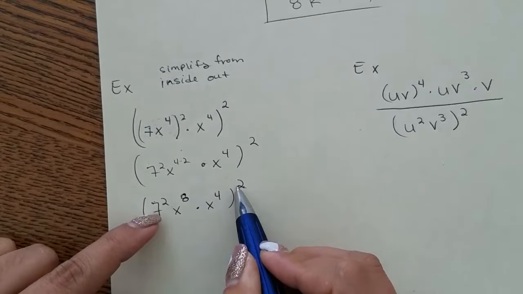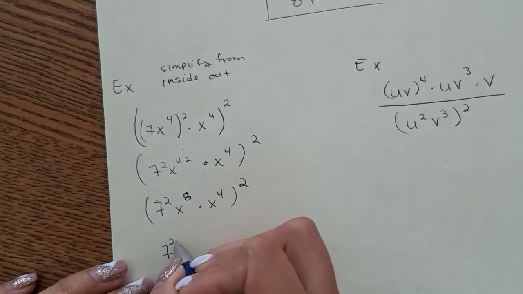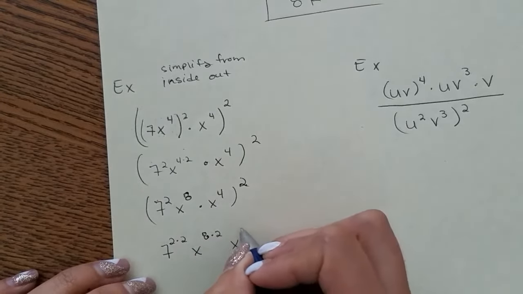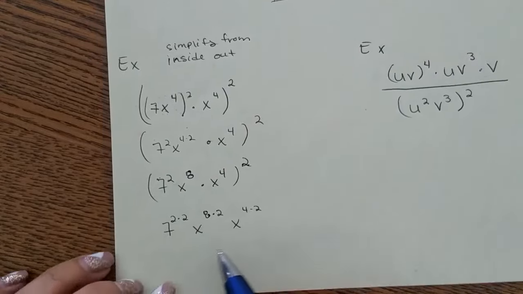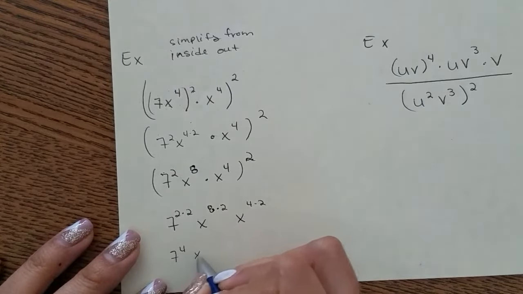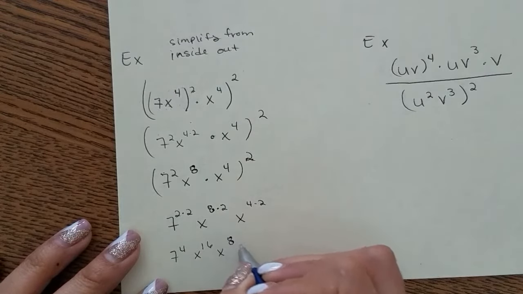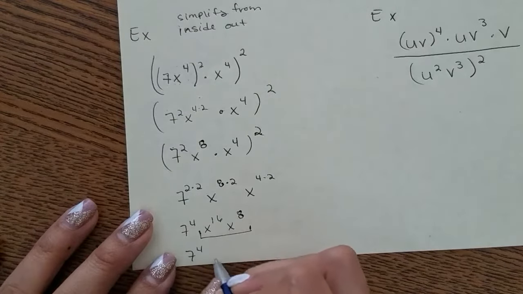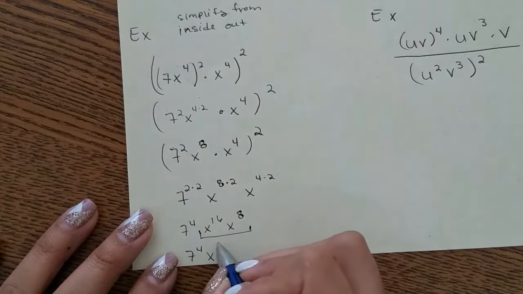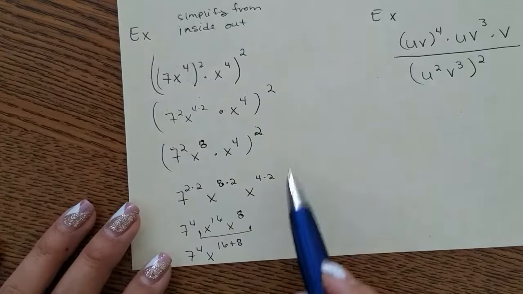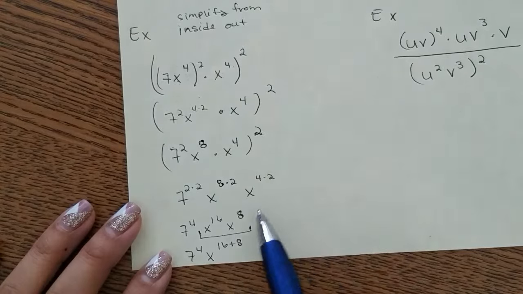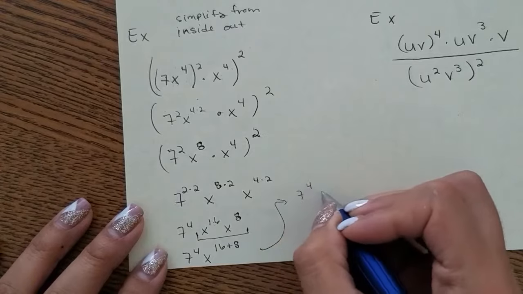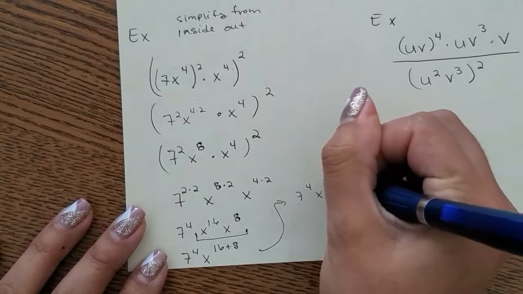And now I'm going to apply this exponent to everything that's in there. So we have 7 to the 2 times 2, x to the 8 times 2, x to the 4 times 2, which gives you 7 to the 4th, x to the 16, x to the 8, and then you'll notice, okay, these are the same base, so we have to combine them even further. 7 to the 4th, x to the, when you multiply this way, this is 16 plus 8. Okay, power to the power, you multiply. When you're multiplying, you add them. Okay, so then you get 7 to the 4th, x to the 24.